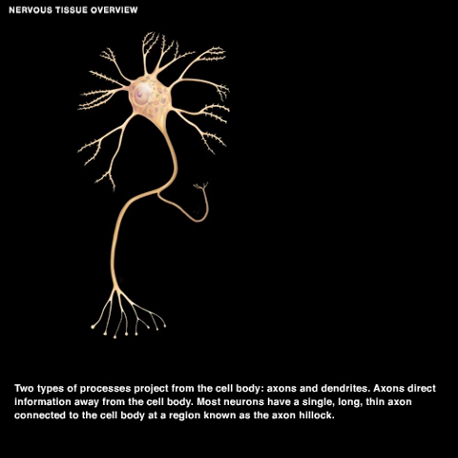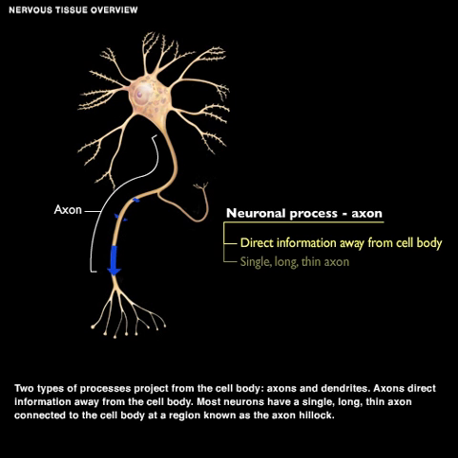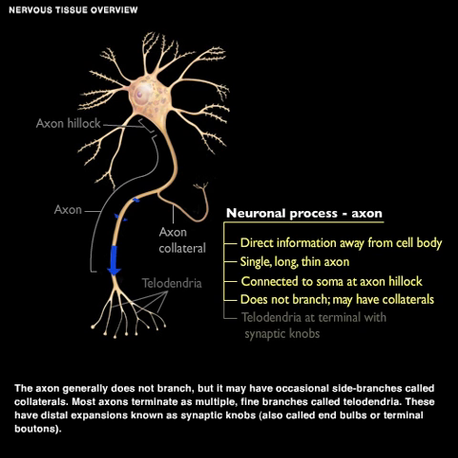Two types of processes project from the cell body: axons and dendrites. Axons direct information away from the cell body. Most neurons have a single, long, thin axon connected to the cell body at a region known as the axon hillock. The axon generally does not branch, but it may have occasional side branches called collaterals. Most axons terminate as multiple fine branches called telodendria. These have distal expansions known as synaptic knobs, also called end bulbs or terminal boutons.